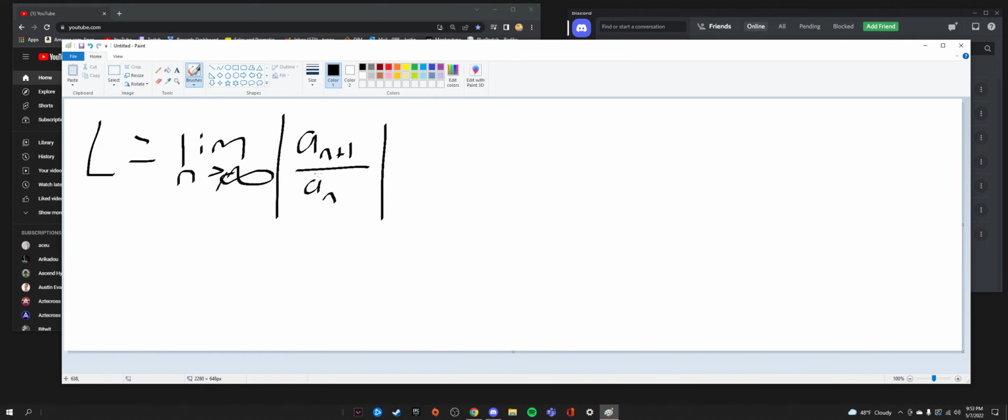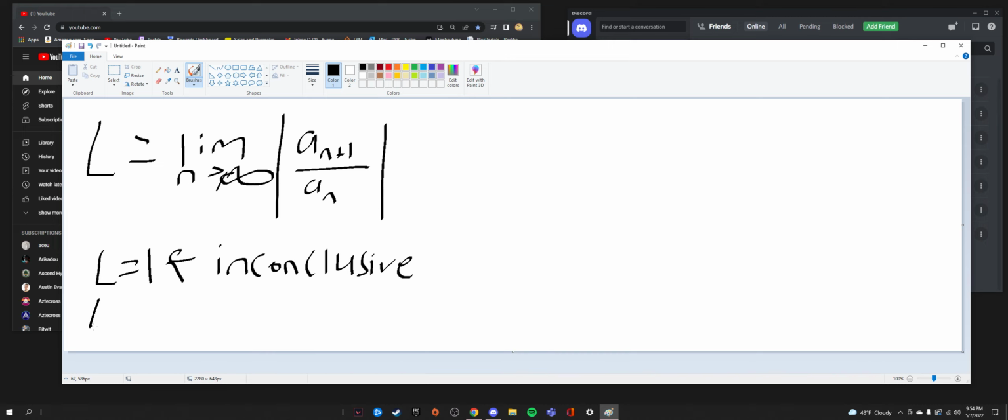So if L equals 1, this means that we can't really say anything. So it's more testing required. It's inconclusive. It's inconclusive if L, or our limit, gets 1. We'd have to use a different test. This doesn't tell us anything.